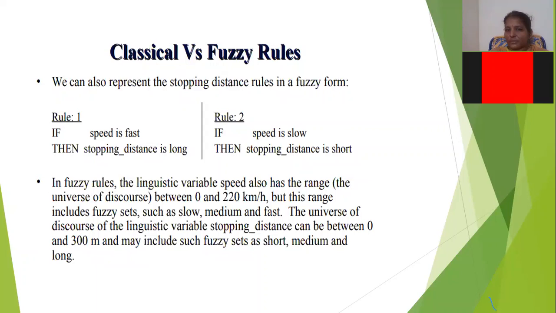So you can mention the speed as very fast, medium, slow, or very slow. Likewise, you can express different linguistic values of speed. Similarly, the distance: short, medium, long distance.